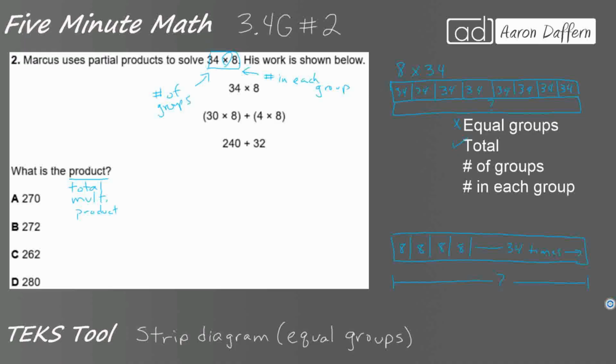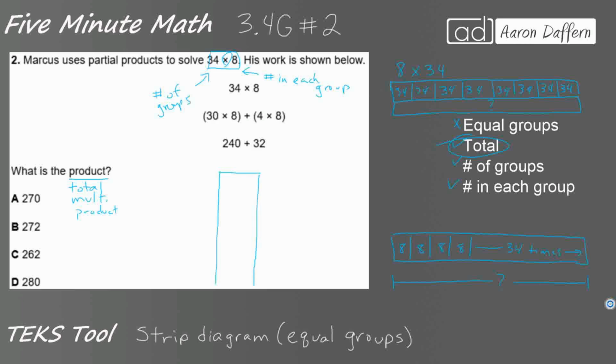Either way, Marcus is using partial products, and we need to find, right, what's unknown, which is that total. We have it asked for, but we don't have the total. Well, let me use an area model to show you what Marcus is trying to do here.